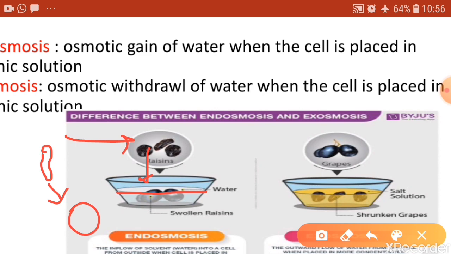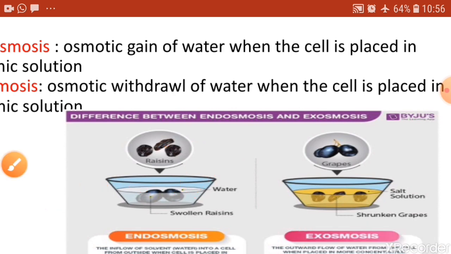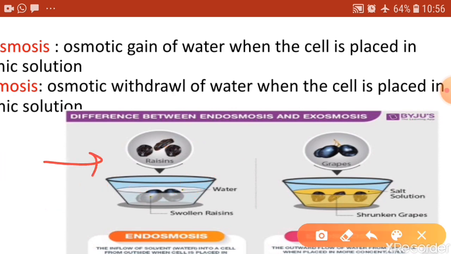It's because when these raisins are kept in water, the raisins are dry. The water level in the raisins is less when compared to the water outside, and so water enters the raisins and that causes them to swell, right? So this first activity shows endosmosis because water is gained by the system.